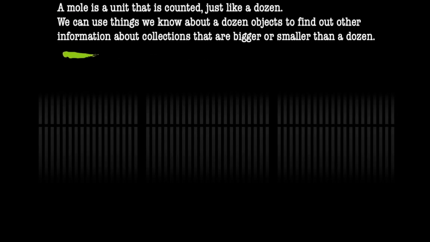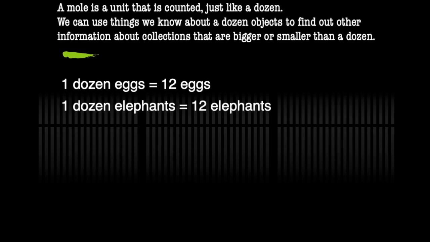So a mole is a unit that is counted just like a dozen. You guys know what a dozen is. A dozen is 12. So a dozen eggs is 12 eggs. But also, a dozen elephants is 12 elephants. Now, why are you saying, okay, what does that matter, Miss Cress, 12 eggs and 12 elephants? Well, 12 eggs is equal to a dozen eggs, and 12 elephants is equal to a dozen elephants.